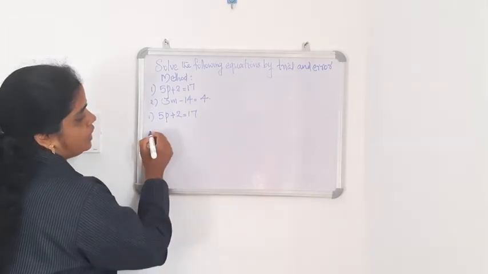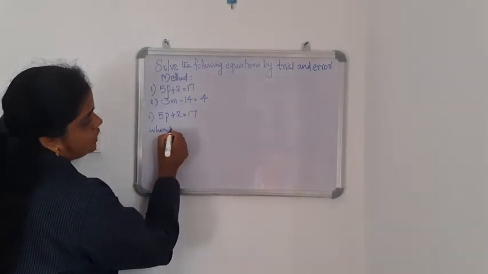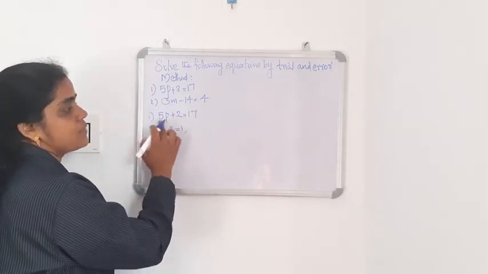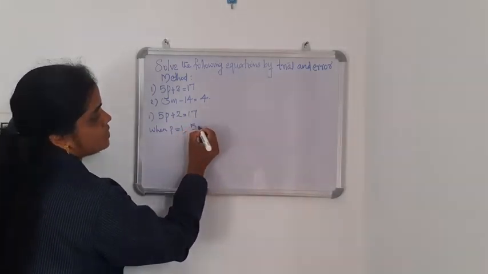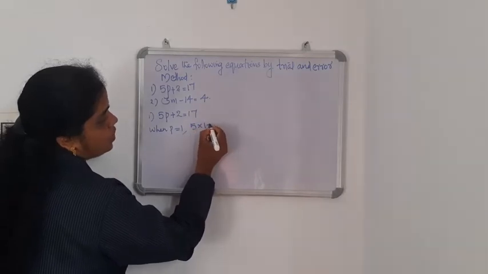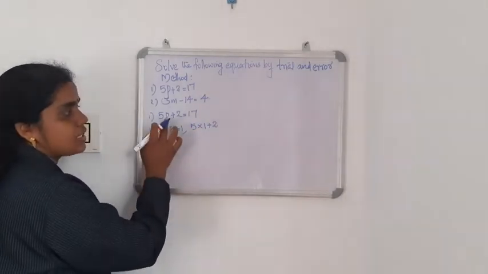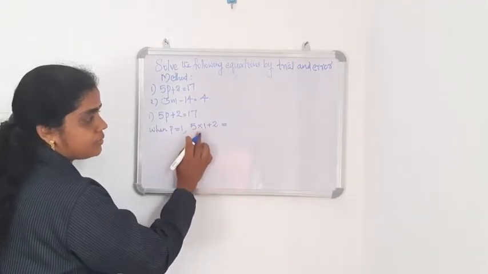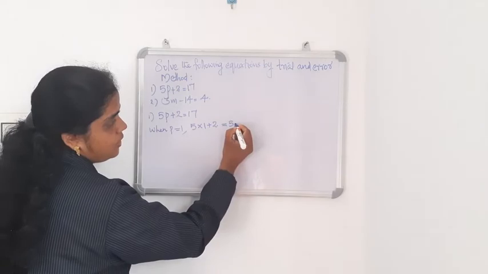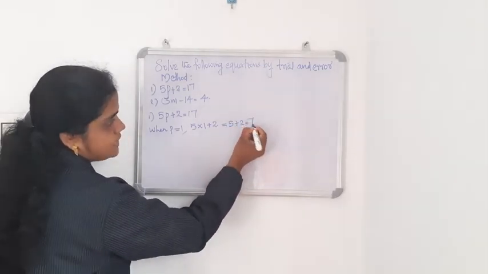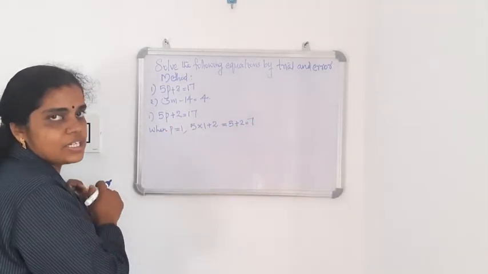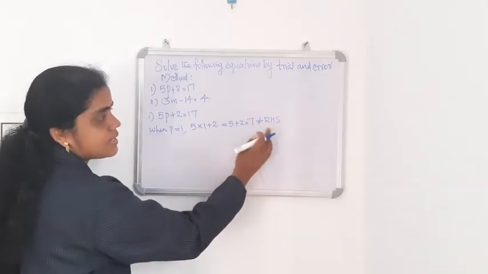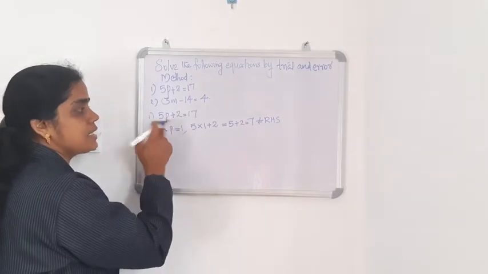Okay. So first we can start with 1 itself. When p equal to 1, we can substitute p as 1. So 5 into 1 plus 2, which is equal to, 5 into 1 is 5, 5 plus 2 equal to 7. It is not 17. So it is not equal to RHS. RHS means this side, LHS is this side.